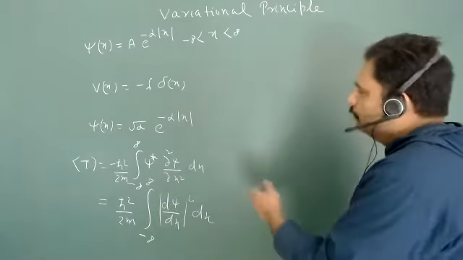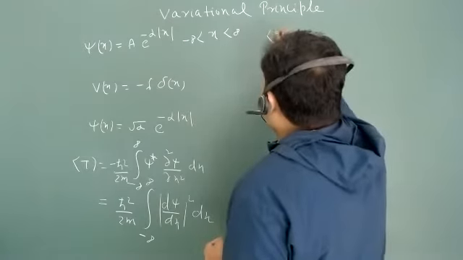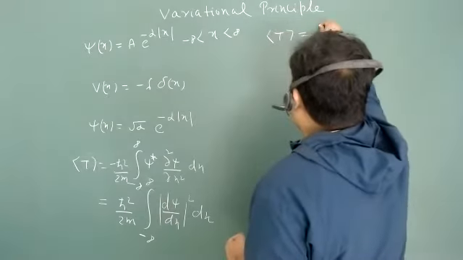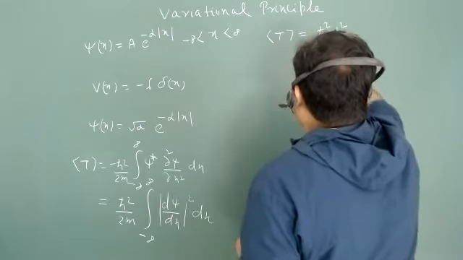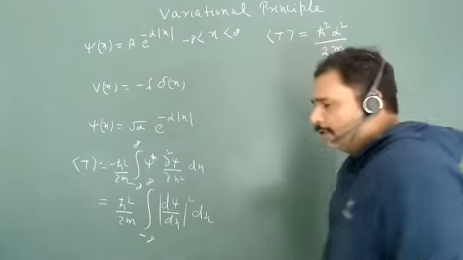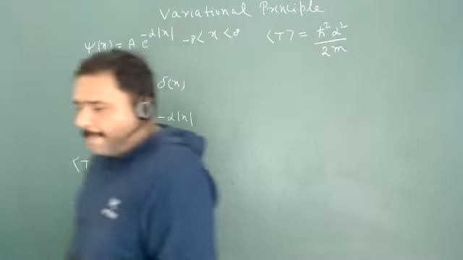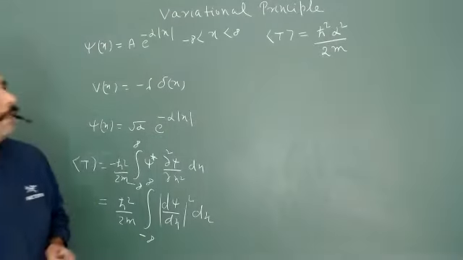And now if you calculate this, what will be the value? We have already done this. That will be h cut square alpha square upon 2m. Am I correct? So this value is h cut square alpha square upon 2m.